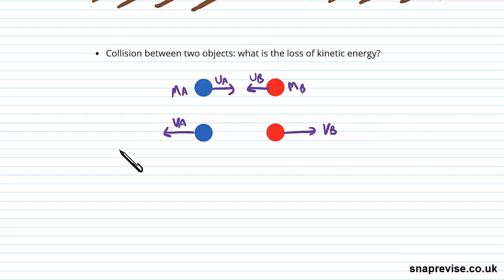So we're going to just work out that the original kinetic energy here is a half mA uA squared for the blue ball, plus a half mB uB squared for the red ball. That's the K before.